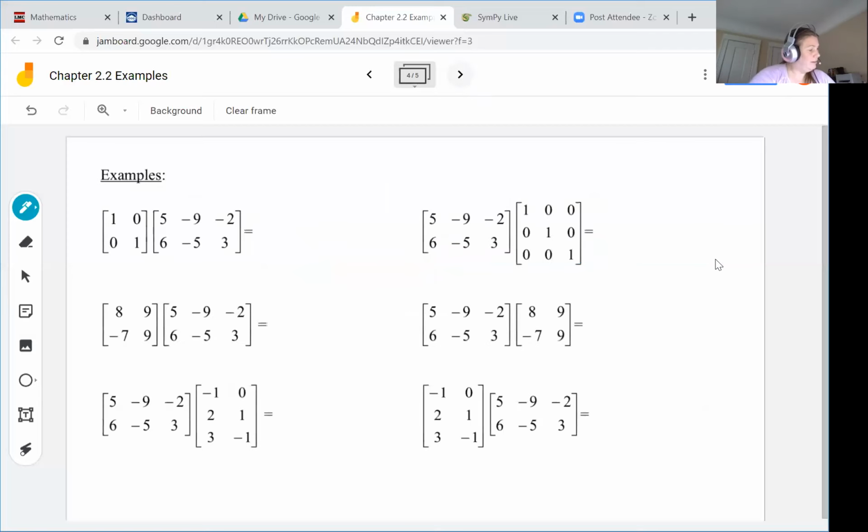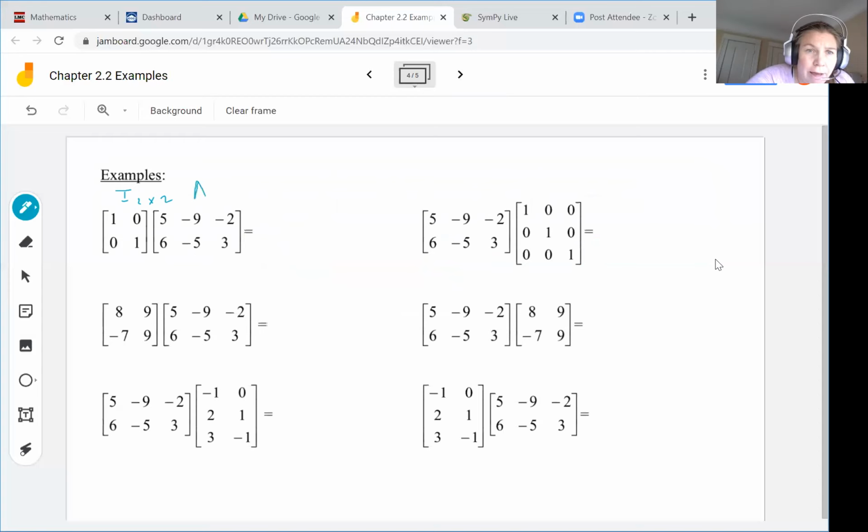So let's take a look at some examples that are going to verify these properties for us. In this first example, I've got an identity matrix. This is I 2 by 2. And I'm going to multiply it by a matrix here that is 2 by 3.